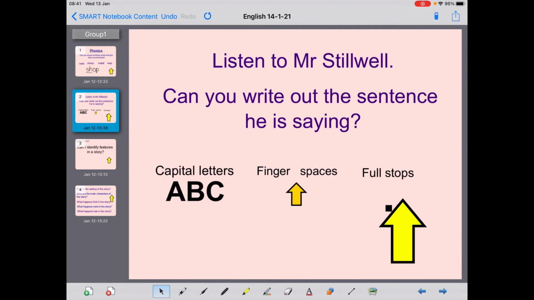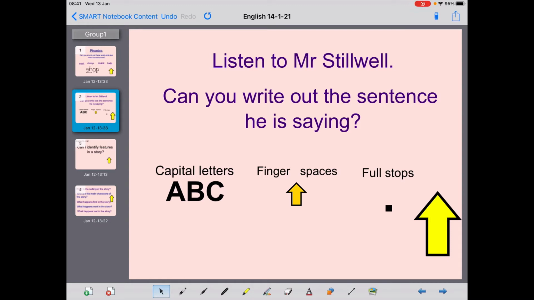Once you've had a go at that, guys, we're going to try the same thing that we did yesterday. So we're going to listen to Mr. Stillwell, and then I want to see if you can write out the sentence he is saying. And when you write your sentence, remember you need your capital letters, your finger spaces, and your full stops. Remember, you can rewind the video if you need to listen to it again and you can't quite catch all the words.